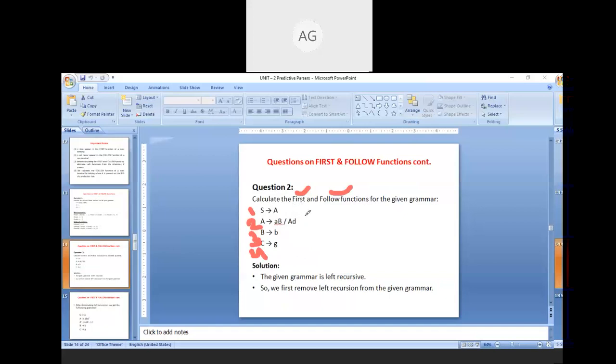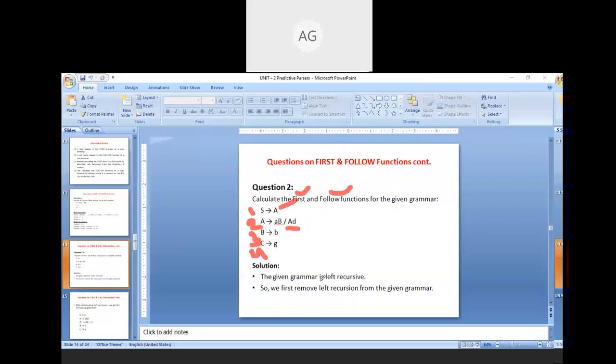But you need to first check whether the grammar contains left recursion or not. If the grammar contains left recursion, then you need to eliminate the left recursion before calculating the first and follow symbols. So here you can see from the first production there is no left recursion. This is okay. But from the second non-terminal, you can see there is a left recursion as A produces Ad. So here is left recursion. So you need to first eliminate this left recursion, and after that you can find the first and follow.